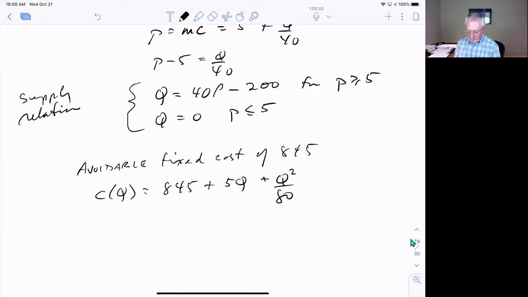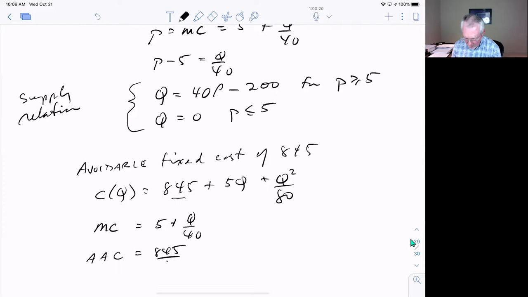Right? So what do I have here now? I still have marginal costs. The addition of fixed cost is not going to affect my marginal costs. So marginal cost is still going to be 5 plus q over 40. But now, this is an avoidable fixed cost. So average avoidable cost now would be 845 over q plus 5 plus q over 80.